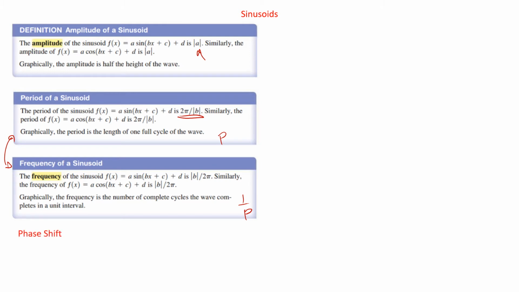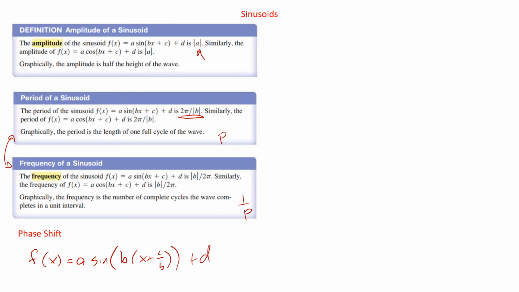And then the phase shift. The phase shift is the plus C. But, and I've seen this in a book before, and I really liked it, instead of writing it like they have it, A times sine of B times x plus C over B.